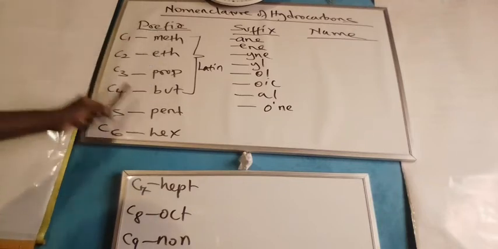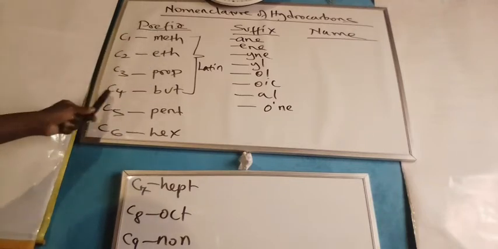Therefore, when a hydrocarbon has 1 carbon, we prefix it meth. When it has 2, it is eth. When it is 3, it's prop. When it has 4 carbons, the prefix is but. Beyond this, we have the polynomial prefixes.